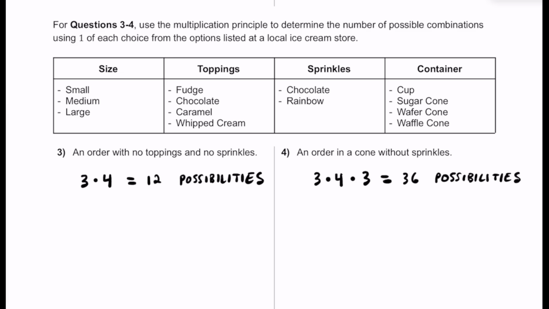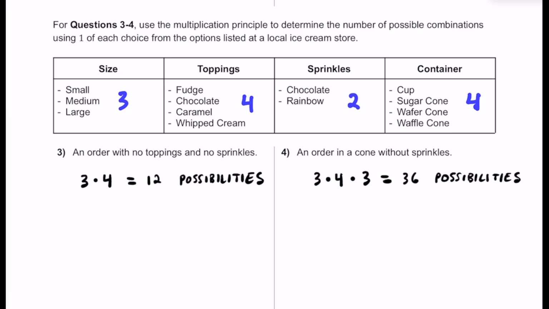Now, if you're wondering what the total possible combinations would be if you chose one from all of these, and you had to choose a size, a topping, sprinkles, and container, there would be 3 over here, 4 choices here, 2 choices here, and then 4 choices here. So you'd multiply all these together. I believe that would be 96 total unique combinations.